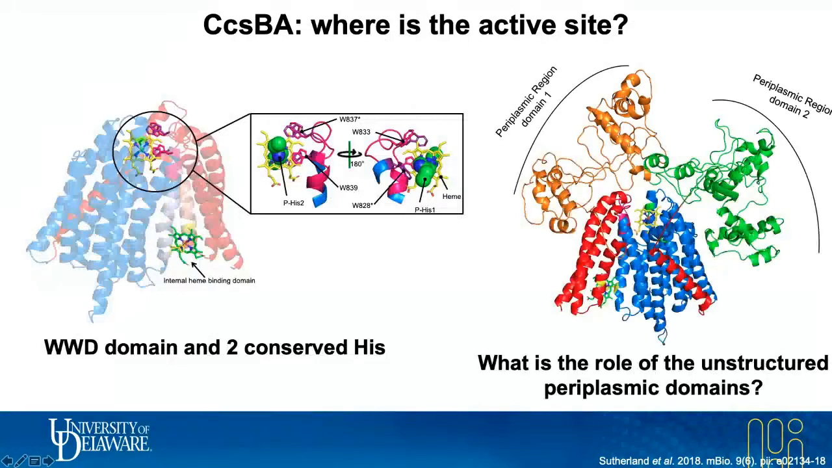What this doesn't show, though, is that CCSBA has a very large periplasmic domain. It makes up about 50% of the protein. We have no idea what it does, but we think it's going to be important for either interacting with cytochrome C or somehow gating the access to the active site. So we've tried a lot of different ways to trap cytochrome C in this complex, and we have been unsuccessful.